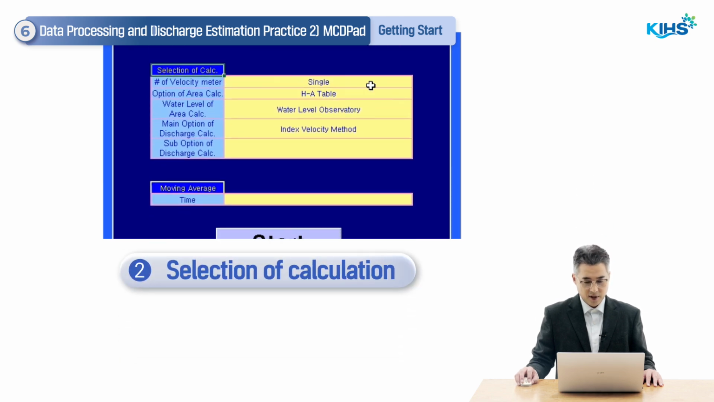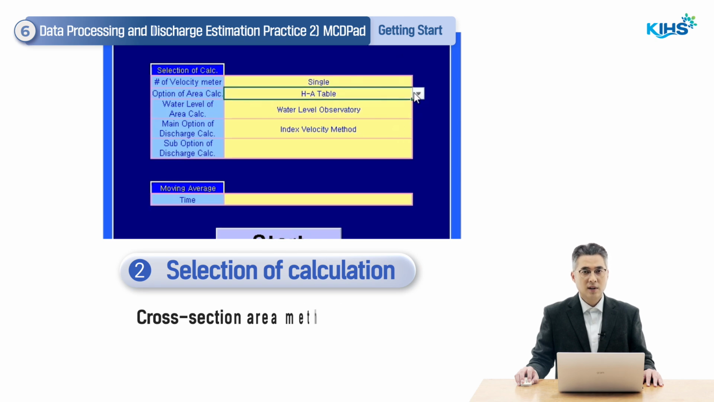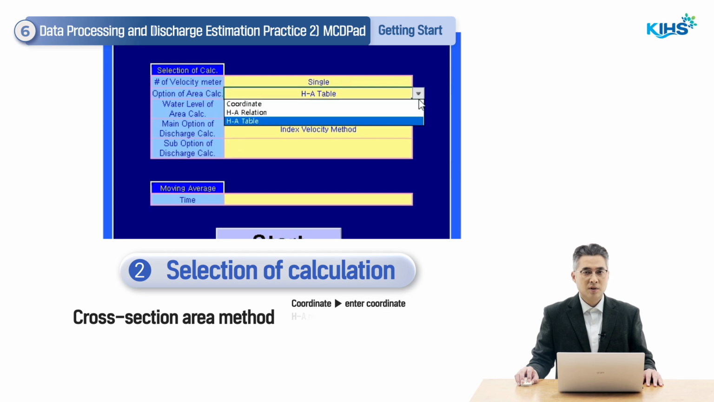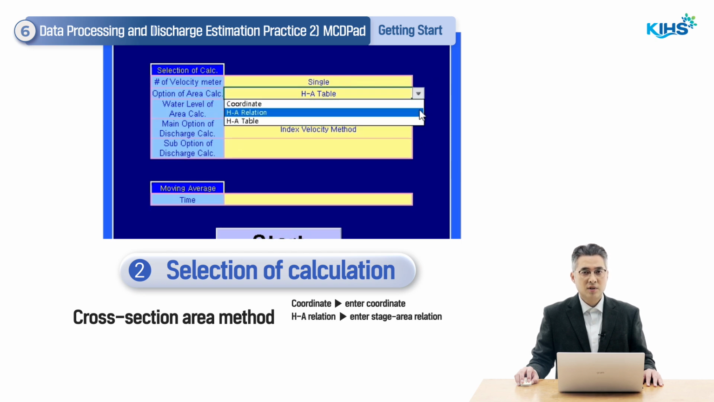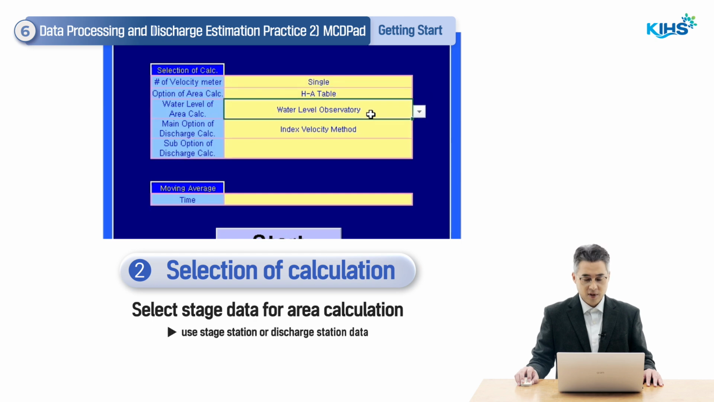Specify whether 1 or 2 ADVM units are used. Then choose the cross-sectional area method. Enter coordinates in the coordinate field, the stage area relationship in the HA relation field, or a stage area table in the HA table field. Finally, select the water level to be used for area calculation based on stage or discharge station data.